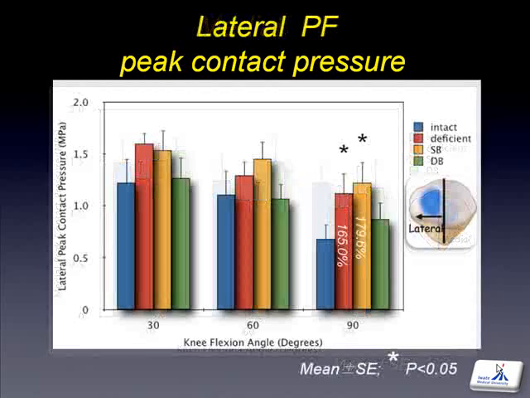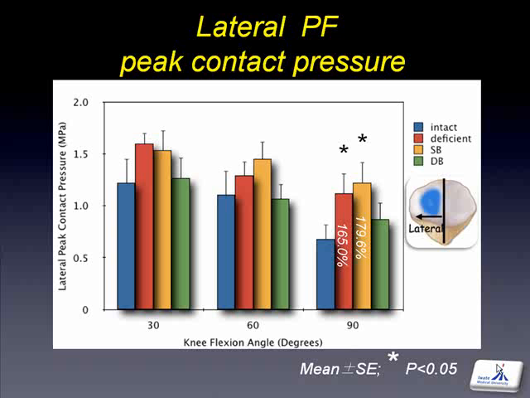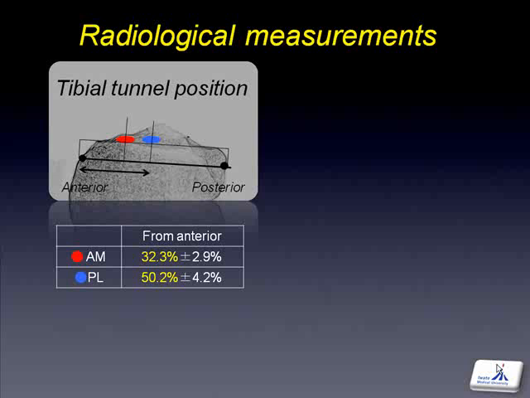However, in the lateral facet peak pressure, deficient knee and single bundle reconstructed knees significantly increased by 165% and 180% at 90 degrees of knee flexion. Double bundle reconstruction restores the contact pressure and areas to values similar to intact knee. Radiological measurements, the position of the AM and PL tunnels are shown in this slide. These positions are similar to previous anatomical studies.